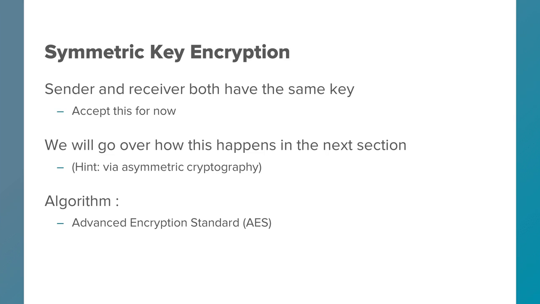Now you're probably wanting to ask, how is it that they have the same key? For now, I would like to ask you to accept this as true, that they both have the same key, and we'll go over how they negotiate what private key they're going to use in the next section. But at any rate, that's what symmetric key encryption is. You have the sender and the receiver both using the same private key to either encrypt a message or decrypt a message. An example of this symmetric key algorithm is AES, also known as Advanced Encryption Standard.